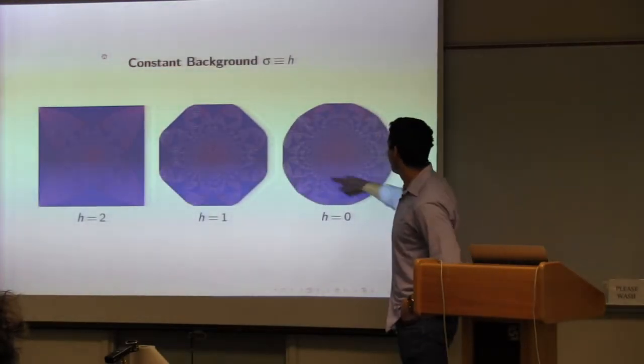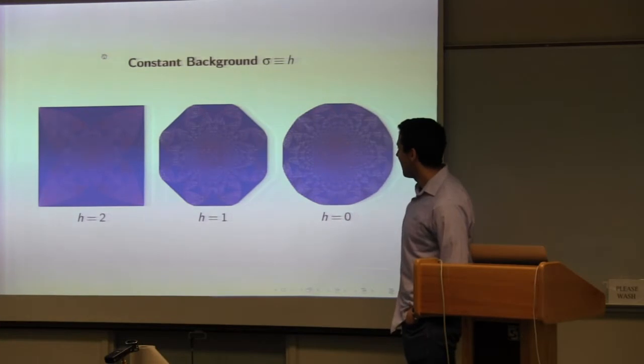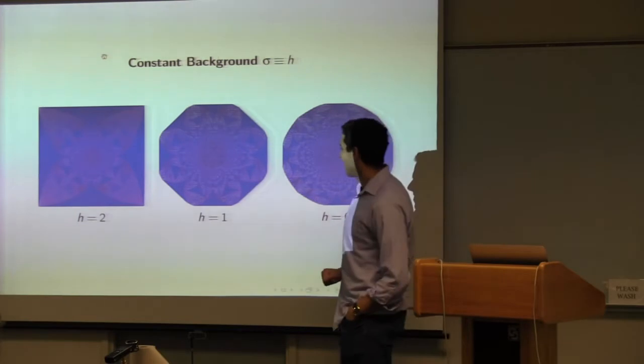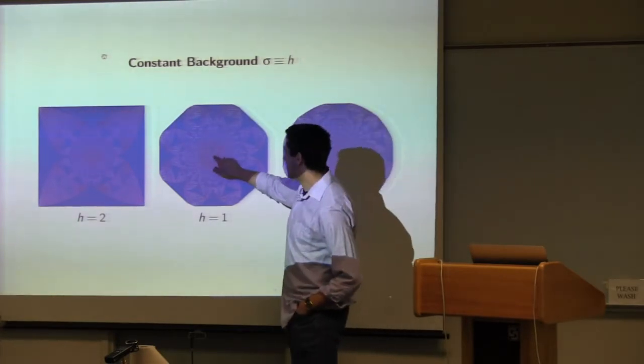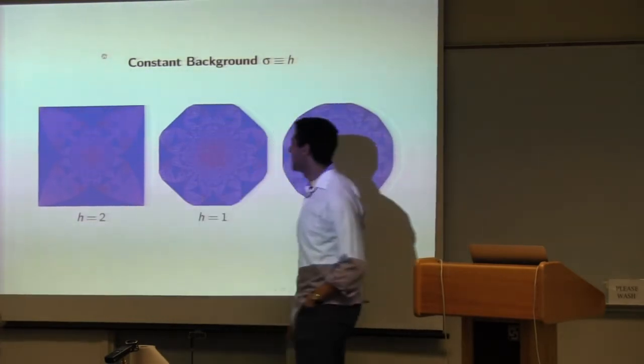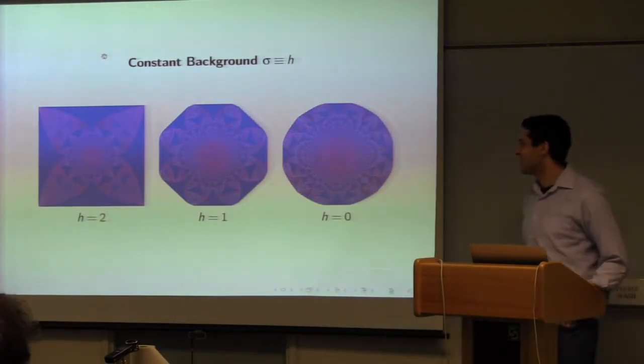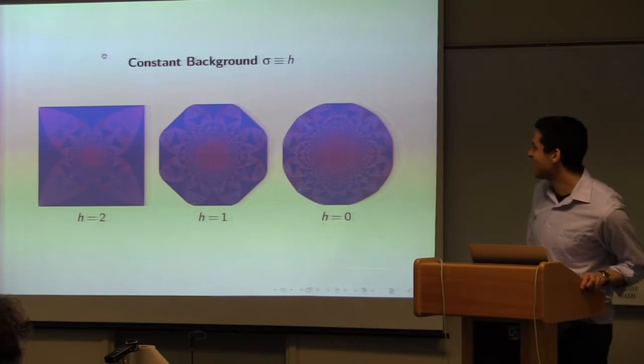Here's the picture we saw 2 slides ago. This was no background chips, just n at the origin. Here's constant background 1 and constant background 2. You can see the geometry of the final configuration really depends a lot on this background.